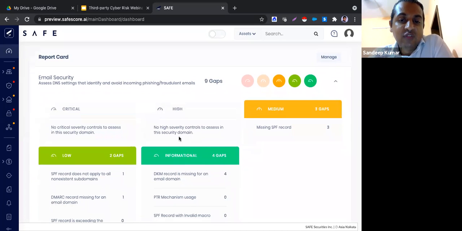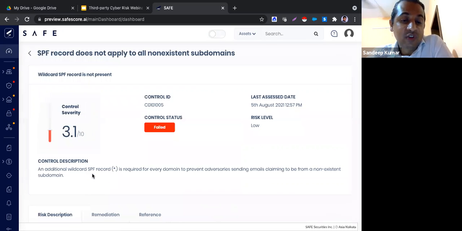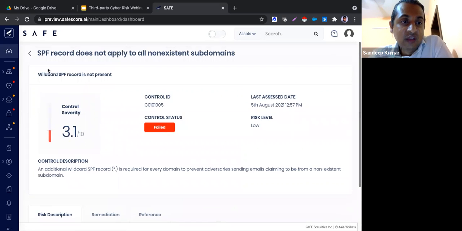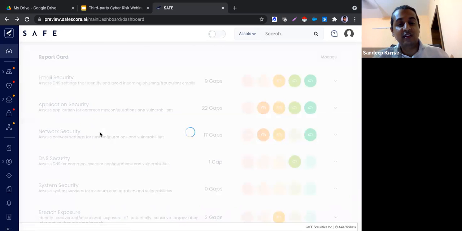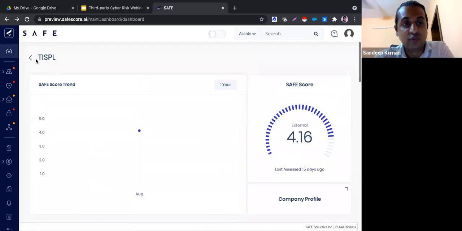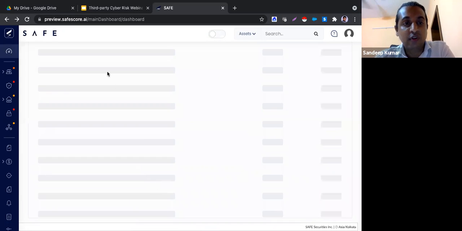Then, for each of the gaps identified, we help organizations with the remediation steps as to what exactly they need to do to make sure these no longer remain a threat for them. So we provide those remediations, which organizations can take up with the third parties and help them patch, so that the score can further improve. Now, this is purely from the external point of view.